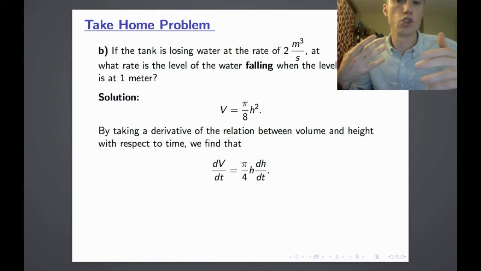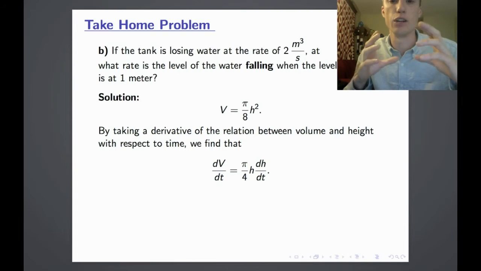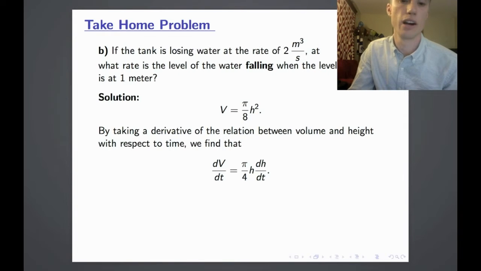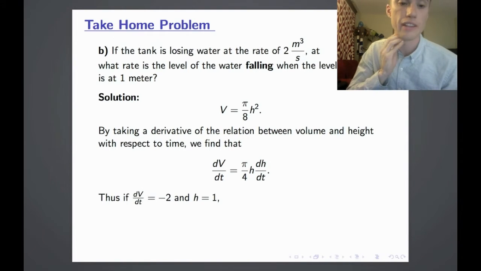Well, you differentiate the relating equations. In this case, volume is equal to pi over 8 h squared, with respect to t, and then you can plug in your rates and your pertinent information to find out what the other rate is. So in this case, we have V is equal to pi over 8 h squared. We differentiate that, we get dV/dt is equal to pi over 4 times h times dh/dt. And this is a nice relation.